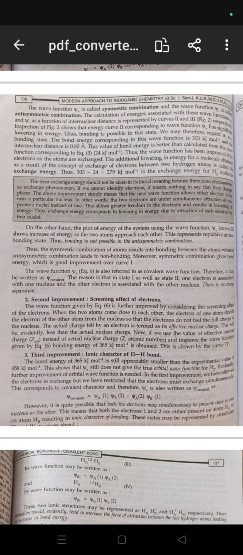In the first improvement, we allowed the electrons to exchange, but we restricted that the electrons must change simultaneously. However, it is quite possible that both of the electrons may simultaneously be present close to one nucleus or the other. This means that both of the electrons, first and second, are either present on the atom HA or on the atom HB, resulting in ionic character of bonding.